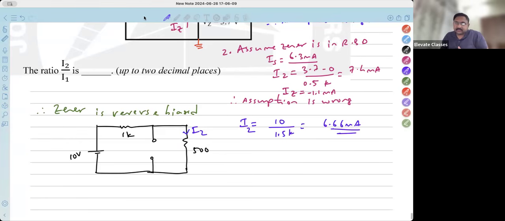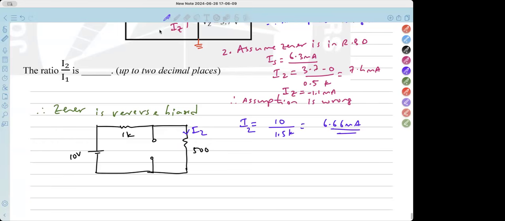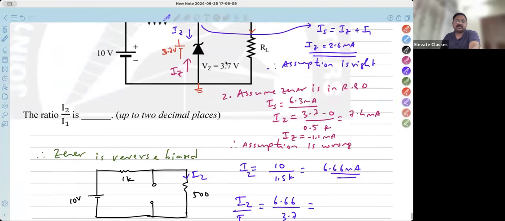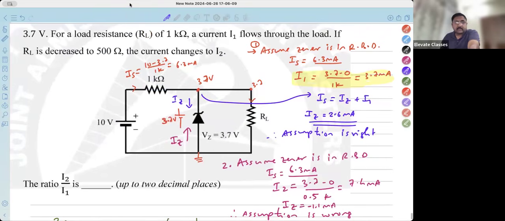Is that clear to everyone? Yes, sir. Okay. Now you can find out the ratio. I2 upon I1 will be 6.66 upon, what was our first value? IS is 3.7. You just calculate and later let me know what is the answer. Okay, please write it down. Anyone who has a doubt, please ask me. But write it down. Only when you write it yourself will you understand what you have not understood. Then you can ask me. Don't just watch it as some video. Write it down.